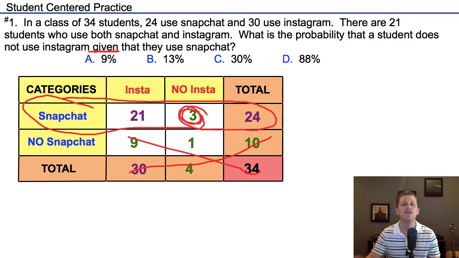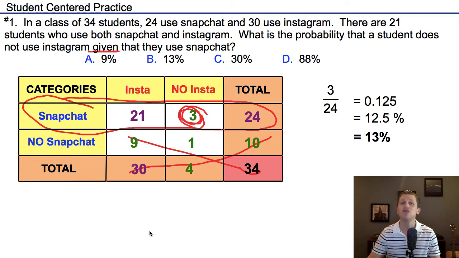Well, I'm sorry, 3 of the students that use Snapchat do not use Instagram. So let's do this together. 3 out of 24, make it a percent. We should divide, multiply by 100, and round. 13% of students that use Snapchat do not use Instagram. That's a tongue twister. Let's try another example here.